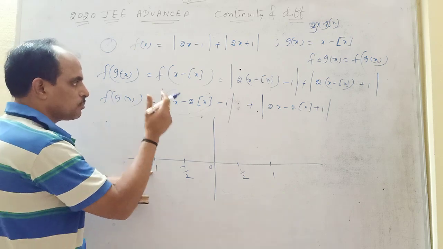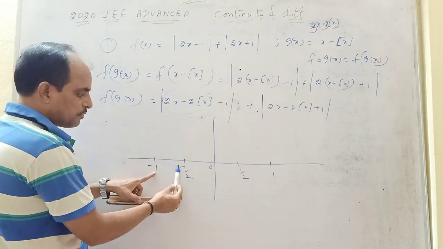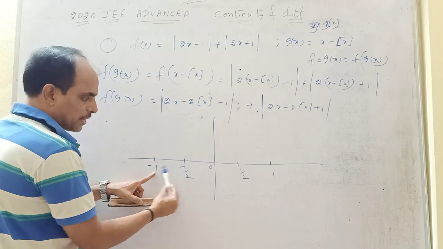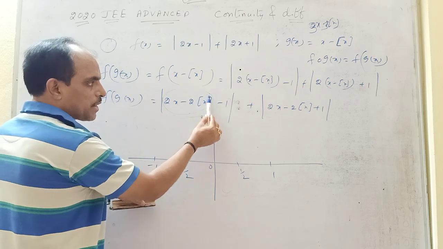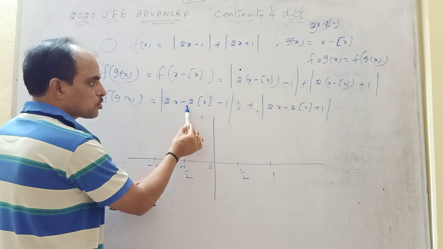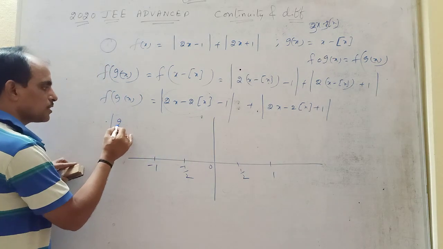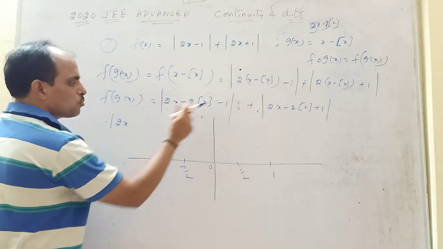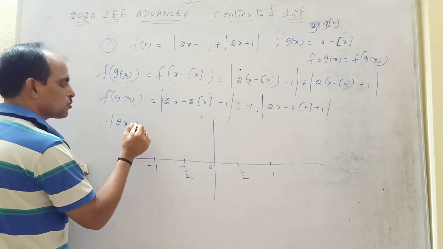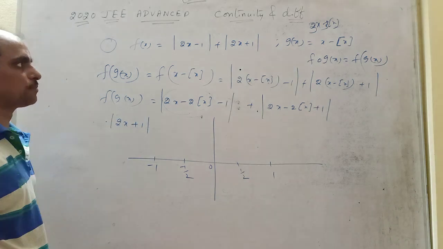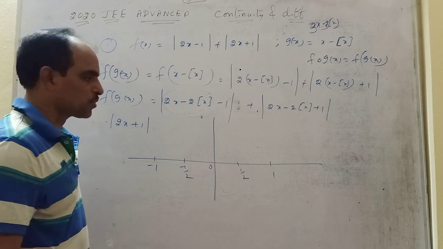Substitute -1. In your mind, calculate this one. In between -1 to 0, this value becomes -1. So minus of -2, I am going to write it like this, 2x, plus 2 minus 1. Plus 2 minus 1 means that is 2x plus 1. Is it clear?